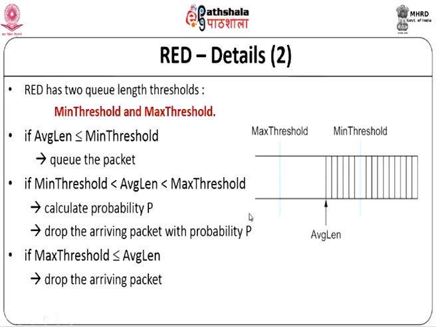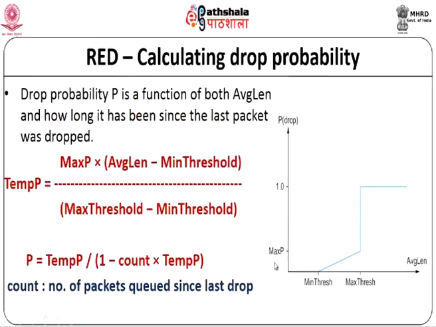So how do we calculate this drop probability? That is the next part. As you can see, this is how the drop probability function should look. On the x-axis you have the average length, and on the y-axis the dropping probability. As long as the length of the queue is less than the minimum threshold, we are not dropping anything, so the probability is 0. We do not drop any packets.